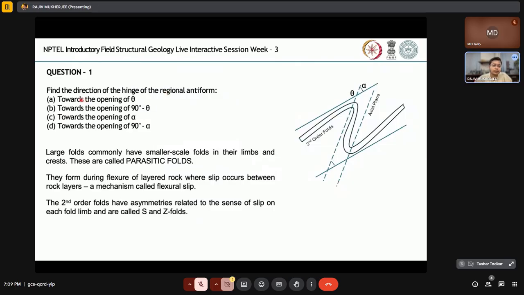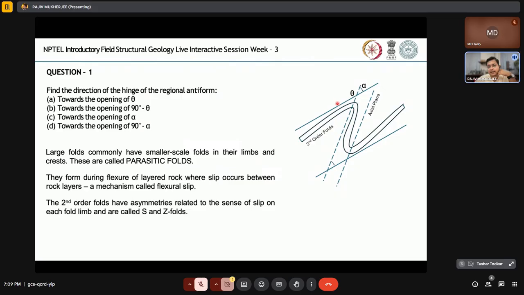So the first question is, find the direction of the hinge of the regional antiform. This is a hypothetical image of a cross section that we observe in a field, and these blue lines are the traces of the bedding planes, and the dashed lines are the traces of the axial plane, and then we have small angle alpha and obtuse angle theta.